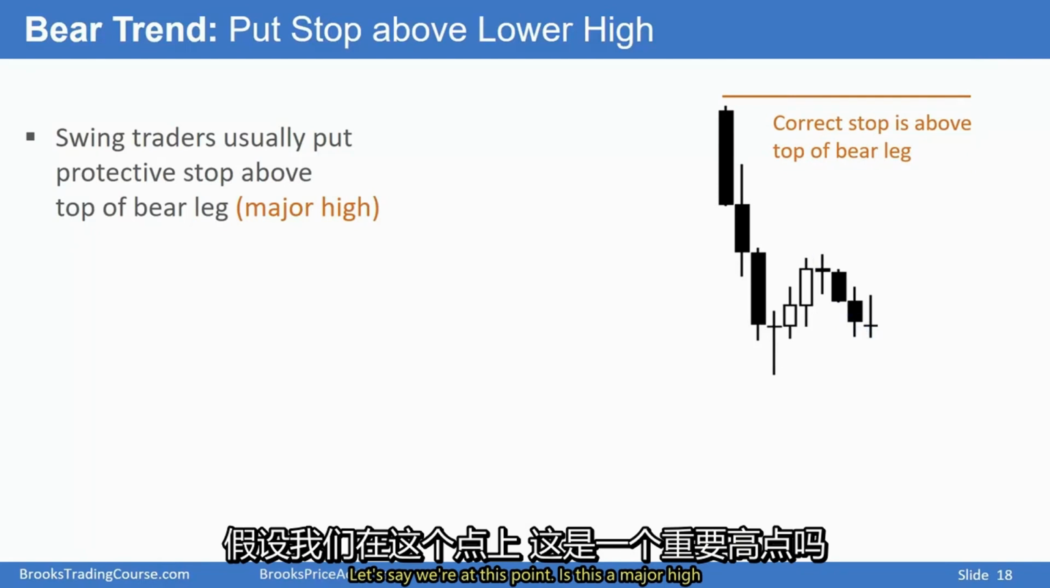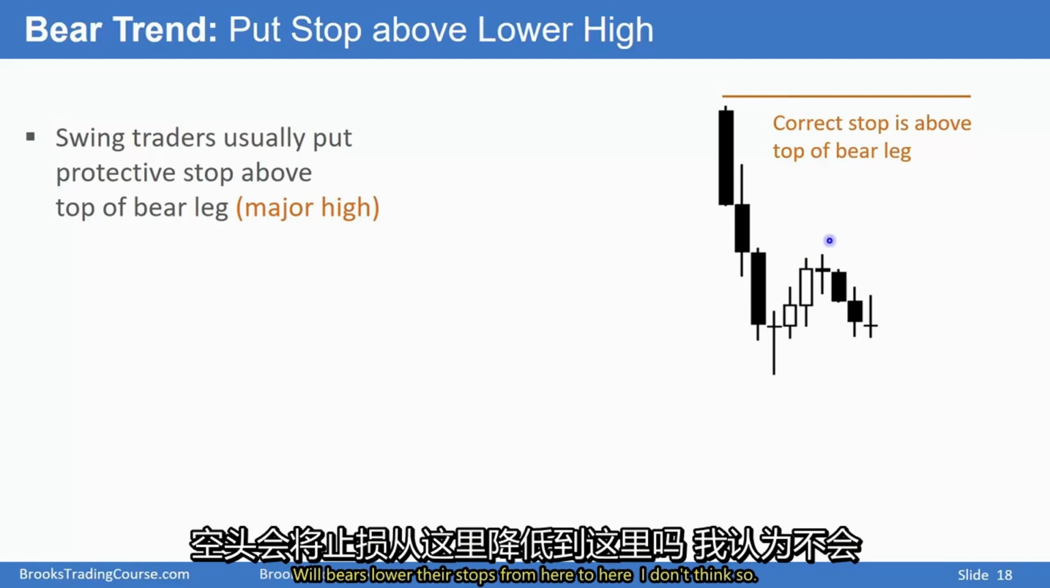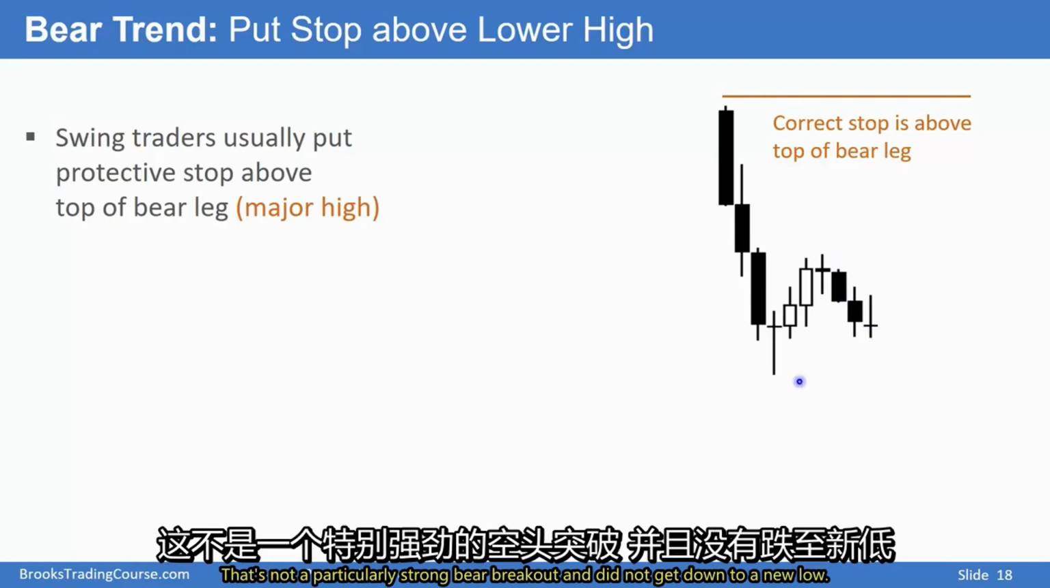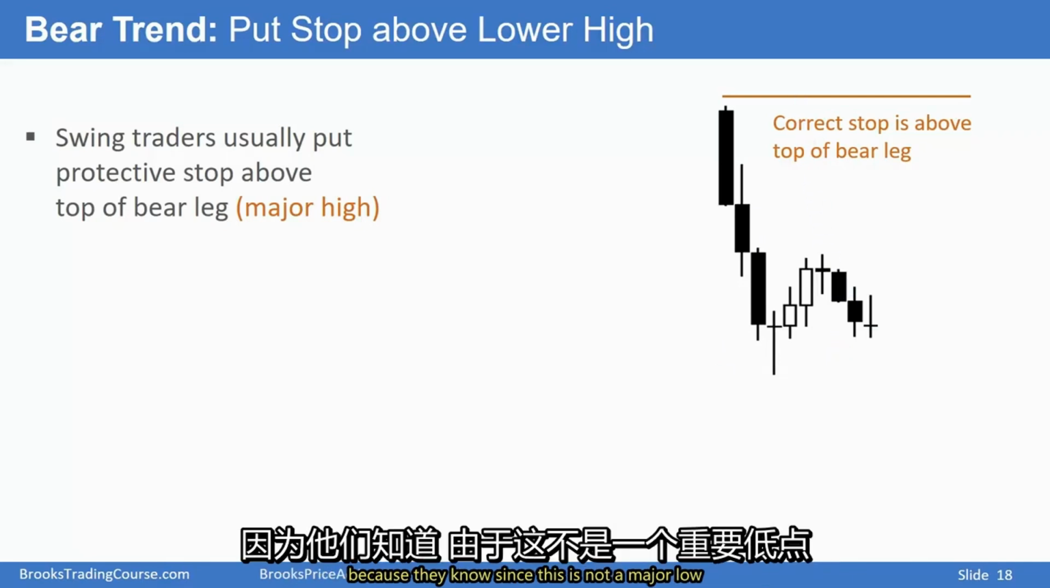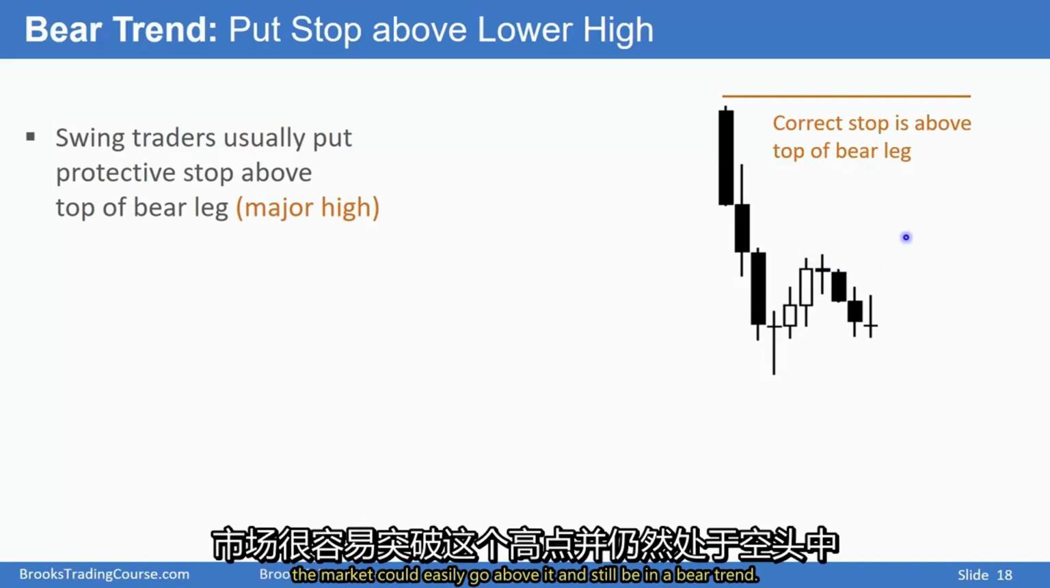Let's say we're at this point. Is this a major high? Will bears lower their stops from here to here? I don't think so. That's not a particularly strong bear breakout and did not get down to a new low. The bears who shorted for any reason still have their stop up here because they know since this is not a major low, the market could easily go above it and still be in a bear trend.